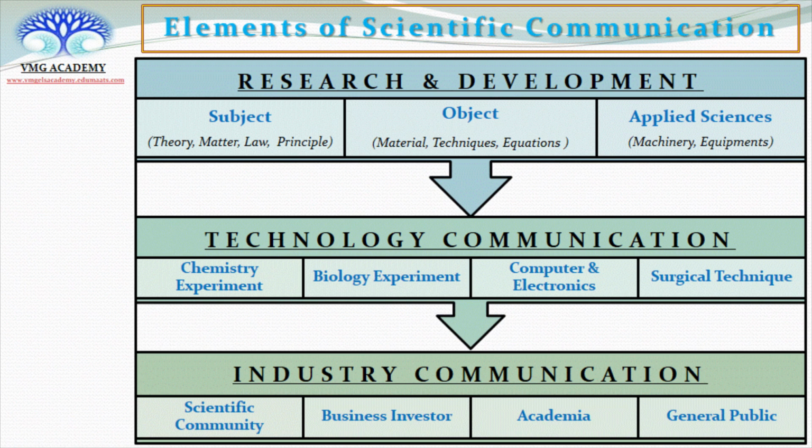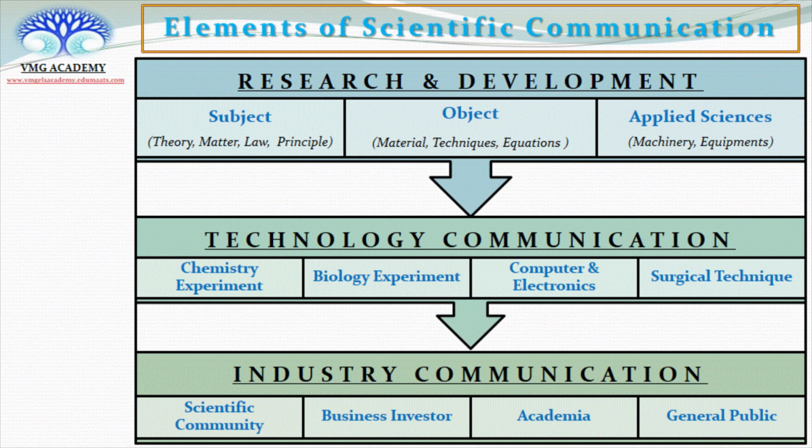The second element, technology communication, refers to availability of technical resources at hand. These could be in the form of materials, techniques, machineries, and equipments. It also refers to technical know-how to carry out scientific experiments and conducting trials in various subdisciplines of science.